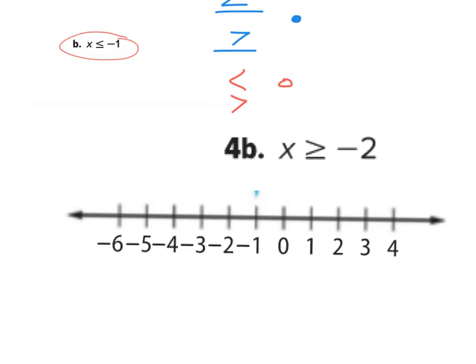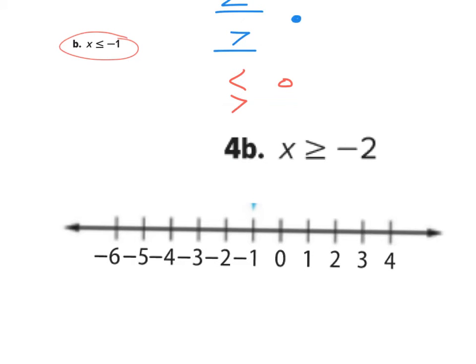Okay, so for b, I have x is greater than or equal to -2, so I'm going to find -2. I read my inequality from left to right. My x could be anything that is bigger than -2. So I'm going to shade my number line to the right because anything bigger than -2 is anything to the right of -2. Now, my unknown number could also equal -2 because my inequality is greater than or equal to. So I'm going to shade in my dot.